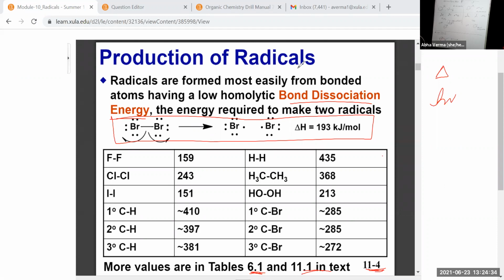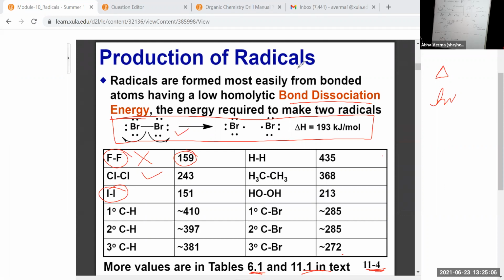You just need to know how to use this table, how the energies have to be used. So if you look at all of these bonds, it is very easy to break the difluoride, but we rarely will use difluorination or difluoroatomic molecule for our radicals. Okay, we don't even use the iodine also. We will use chlorine and we will use bromine.